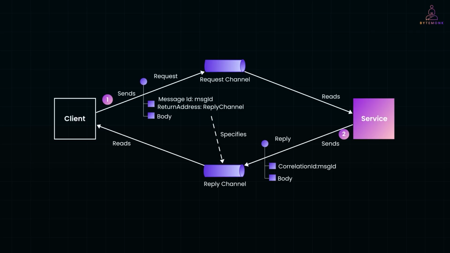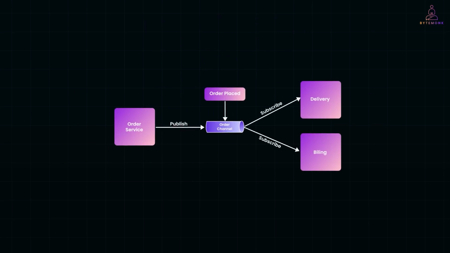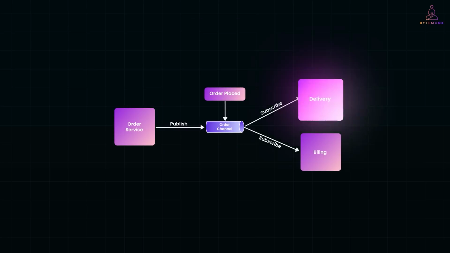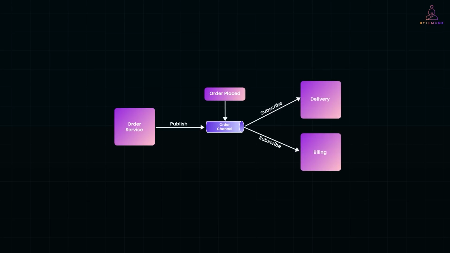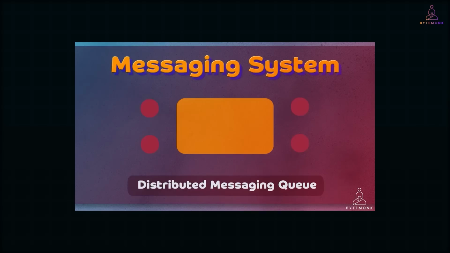Now, if the interaction is one way, where no response is needed, it's even simpler. The client just sends a message and the service handles it. No reply involved. And when you need to notify multiple services, messaging makes it easy with publish subscribe. For example, the order service can publish domain events like order placed to an order channel. Other services like delivery or billing can simply subscribe to the channel and react to the events in real time. This kind of decoupled communication is what makes asynchronous messaging so powerful in microservices. I have previously made videos on both point-to-point and PubSub, so do check them out if you need more clarity.